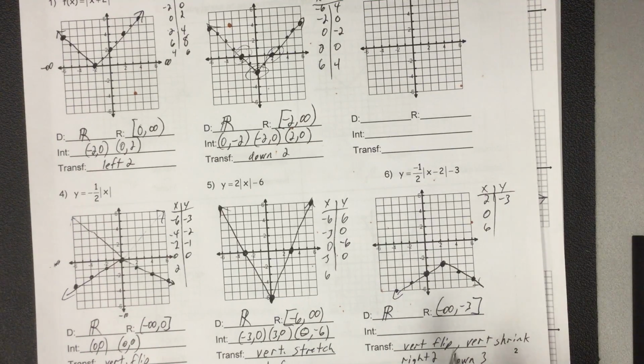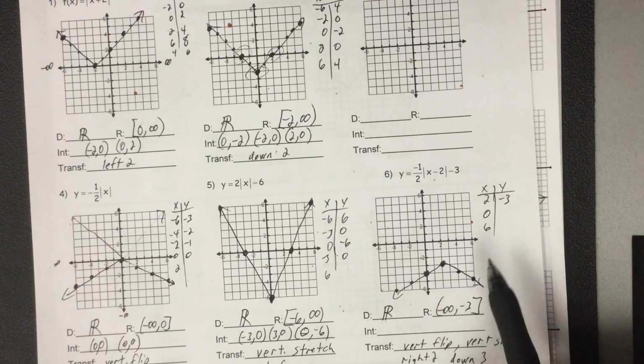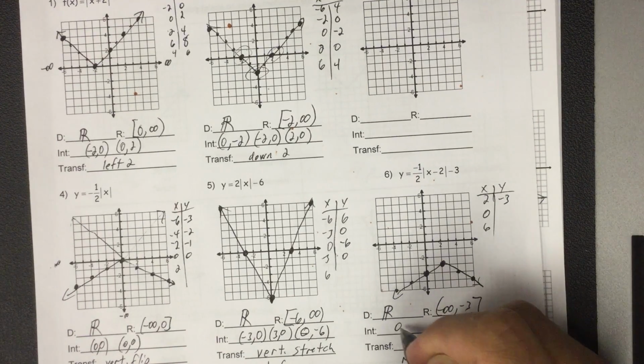All right. This one only has a y-intercept. It never crosses the x-axis. So the y-intercept is 0, -4.